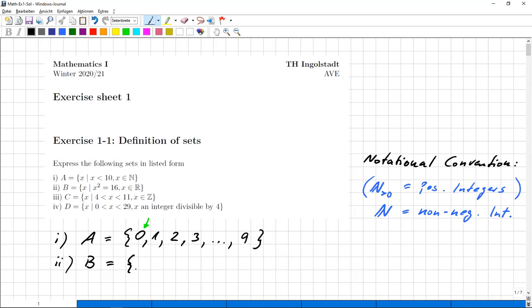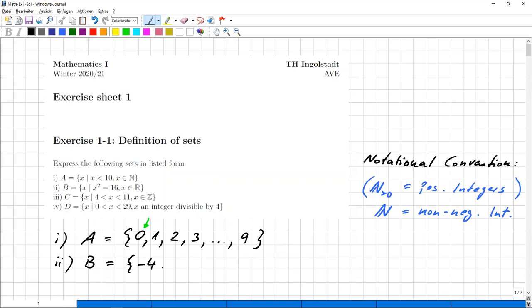Then I would like you to help me and just tell me what should set B be like. What are the elements? So now if I read, the square of x is equal to 16. This time we have real numbers, which includes especially also negative numbers, of course. So what is the lowest element of this set? -4. We have the -4 because this quadratic equation has two different solutions. There's the negative and the positive square root.